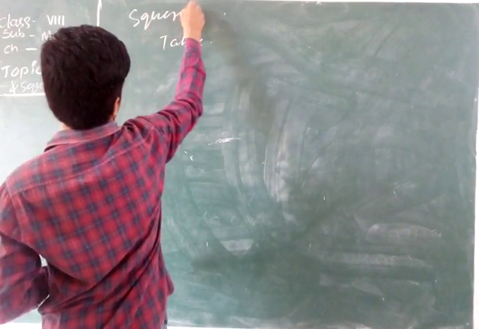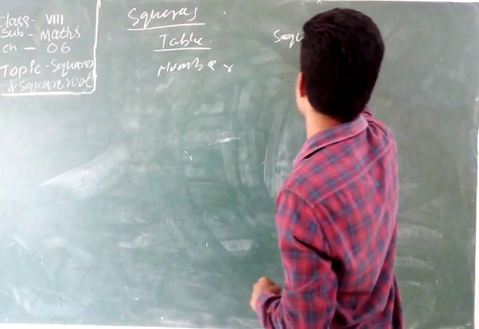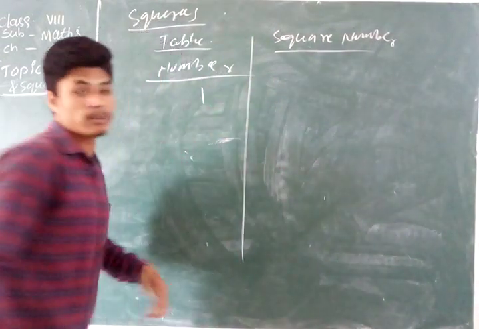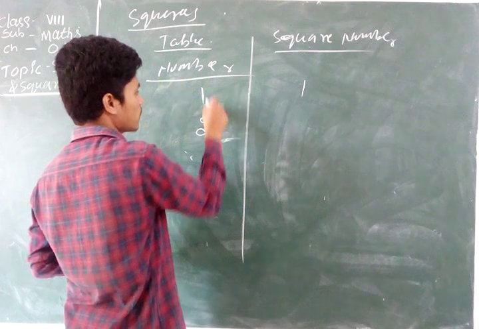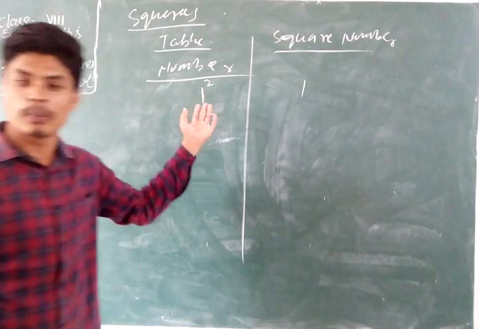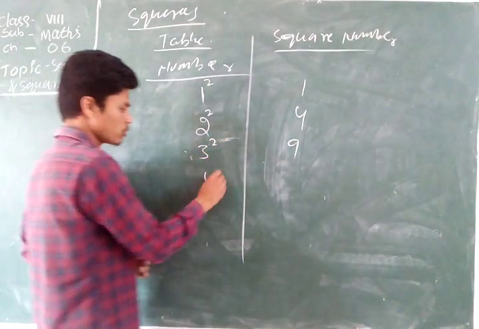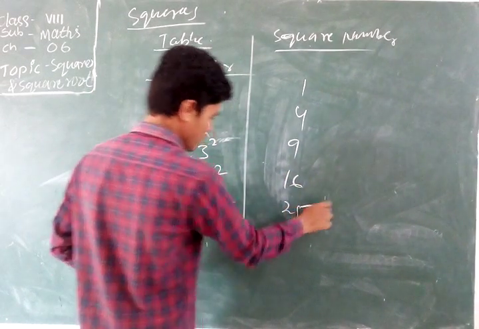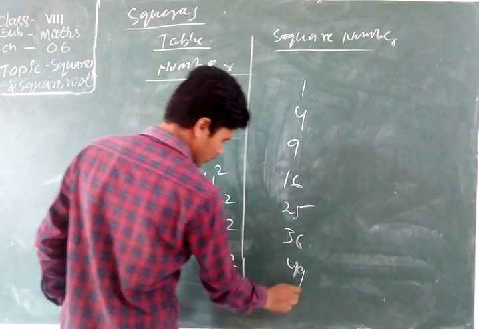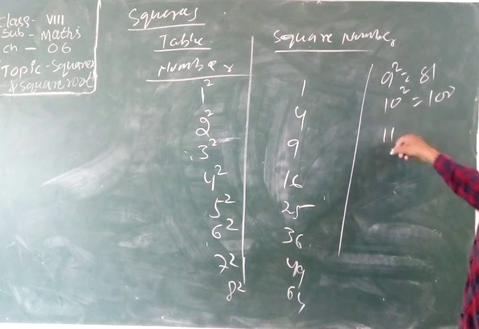Here we discuss the square numbers. 1 multiplied by itself is 1. 2 multiplied by itself, we can write 2 square, that means 2 into 2, which is 4. 3 square is 9. 4 square is 16. 5 square is 25. 6 square is 36. 7 square is 49. 8 square is 64. 9 square is 81. 10 square is 100. 11 square is 121.